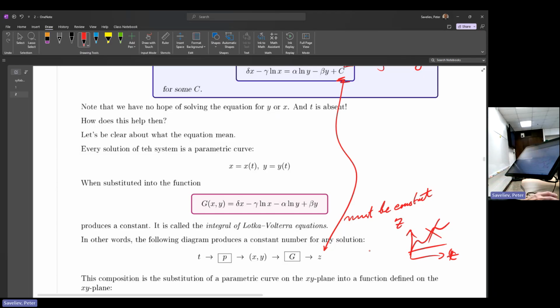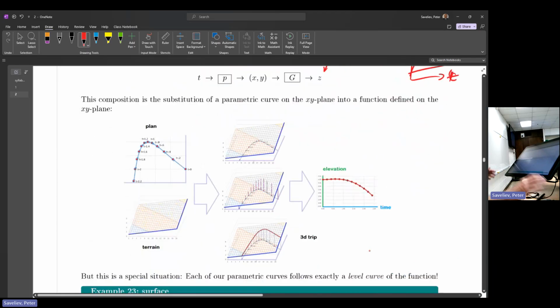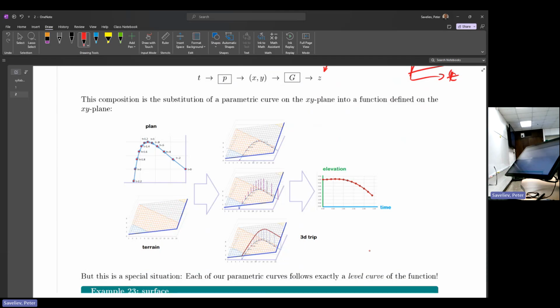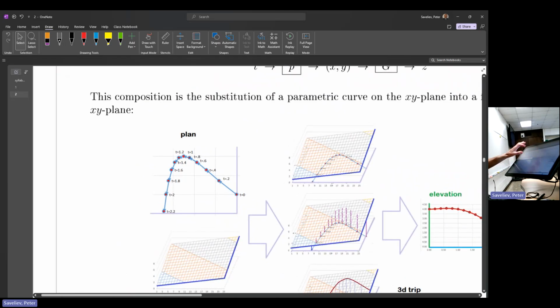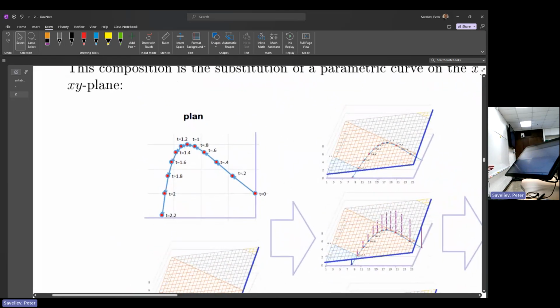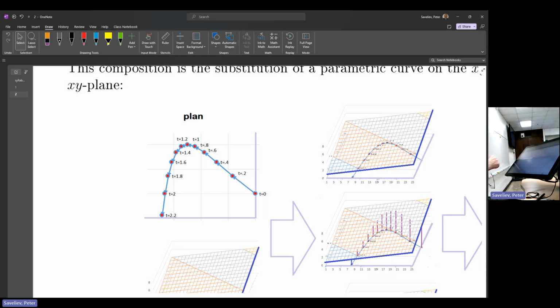So it's a composition, the substitution of a parametric curve on the xy plane into the function defined on the xy plane. I'm not sure if you remember this picture of how you compose two functions. Once again, a parametric curve on the plane. That's the very first picture. As you can see, we're moving on the xy plane. It's a curve, but it is also labeled with time moments. The arrows are also necessary to know which way we're going. So that's one function.